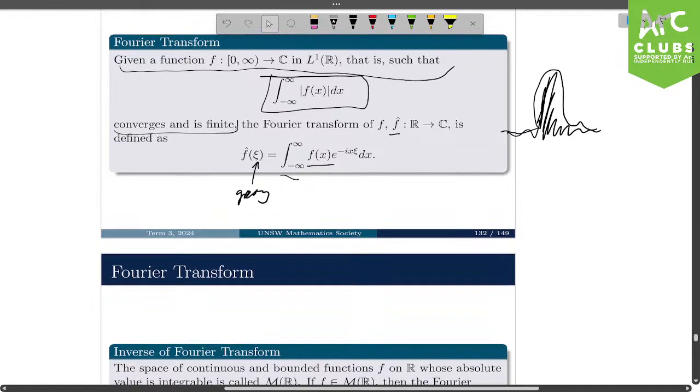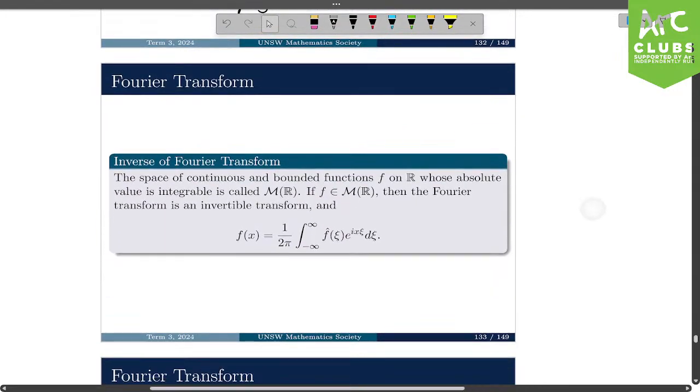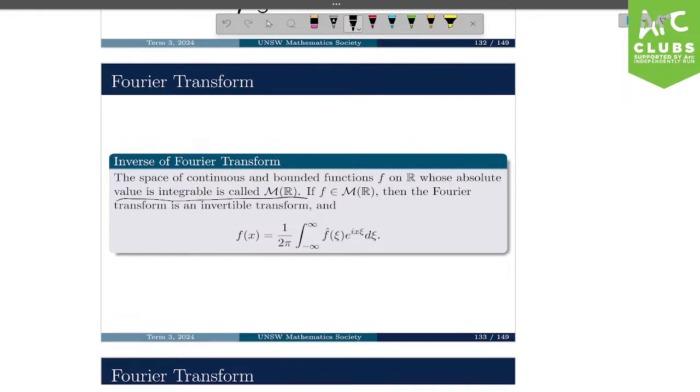Now, while we have the Fourier transform, we have the inverse Fourier transform, which is just saying that if you have a function that is integrable, you can define the inverse Fourier transform just by doing the exact same thing with respect to Gary and dividing by 2 pi. Okay? That's all.